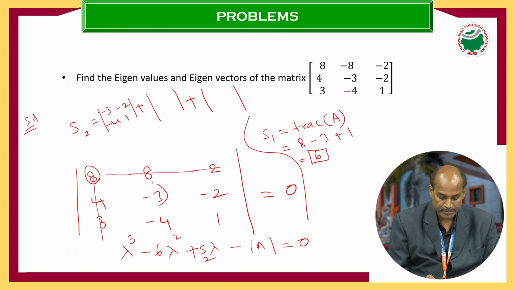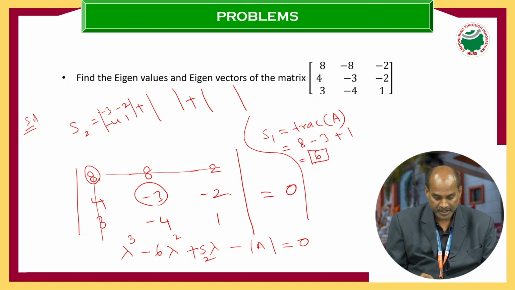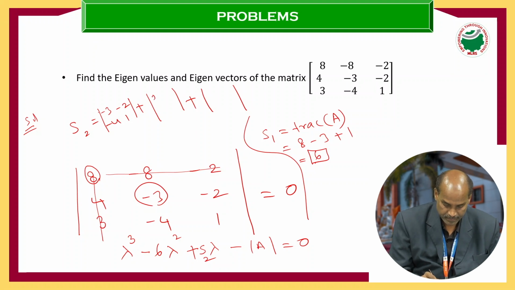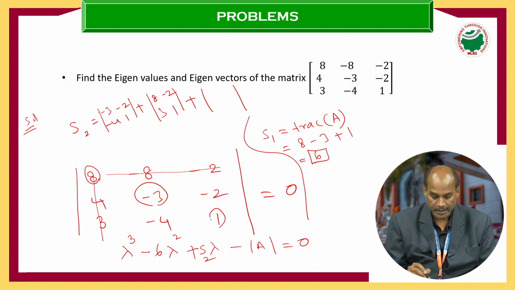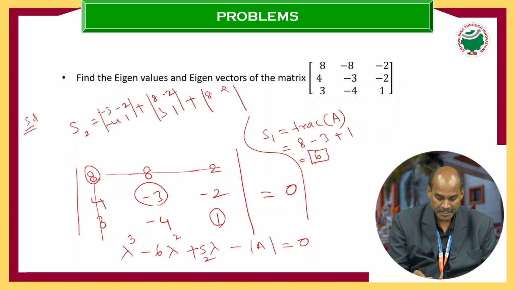Next, this element's minor. What happens? Remove this row and this column. What are the remaining elements? 8, minus 2, and 3, 1. Then come to this element, because these are all diagonal elements. Now this minor means you remove this column and this row. Remove this, and the remaining elements determinant is 8, minus 2 and 4, minus 3.